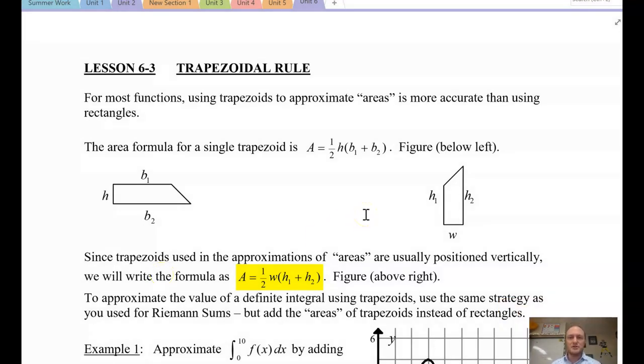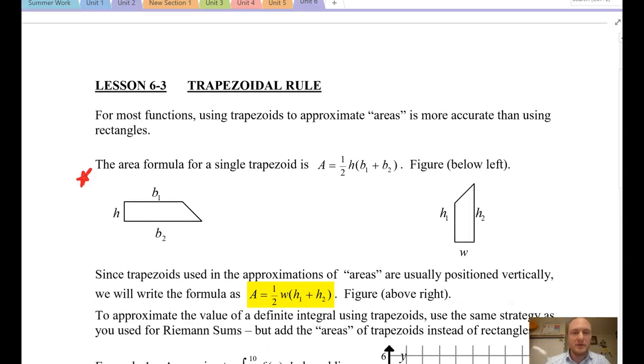All right, so without further ado, let's go ahead and learn about the trapezoidal rule. For most functions, using trapezoids to approximate areas is more accurate than using rectangles. And the area formula for trapezoids, since it's more accurate and you'll be utilizing it, is the height times base 1 plus base 2. So you'll notice here we have a trapezoid, and the area formula is height times the sum of the two bases cut in half. So you're kind of like averaging the bases, okay?